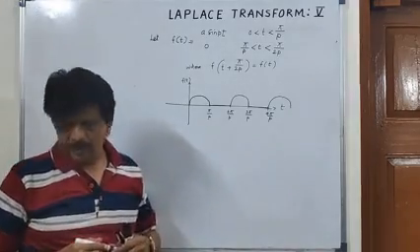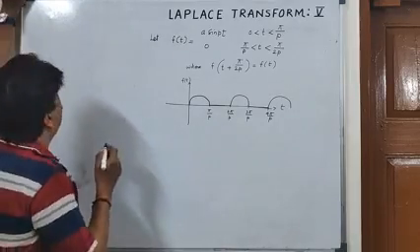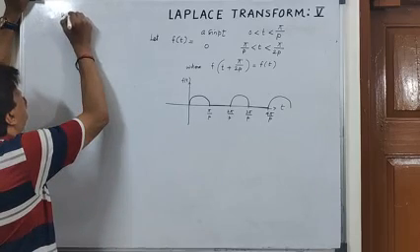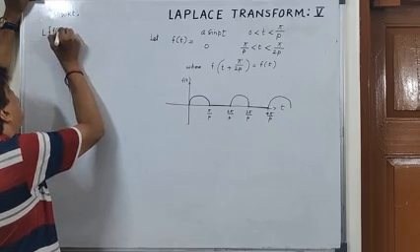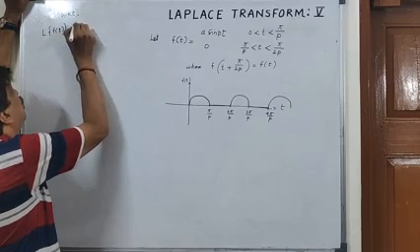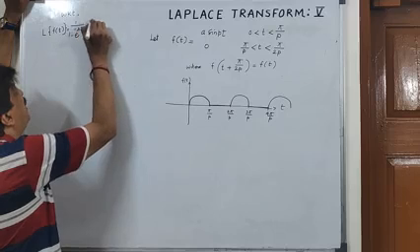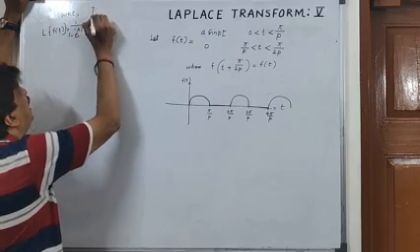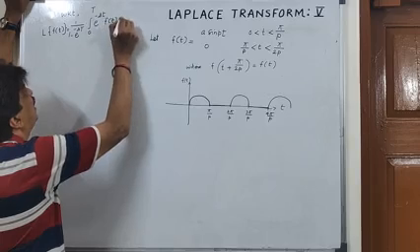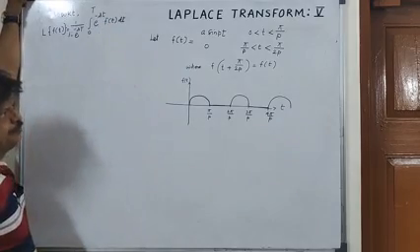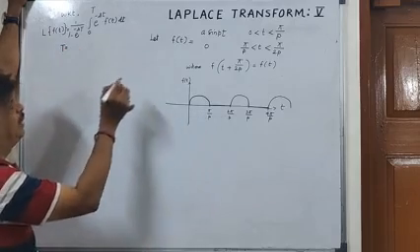So we just have to use the formula. We know that the Laplace transform of a periodic function f of t is equal to 1 upon 1 minus e raised to power minus s capital T, integral 0 to T, e raised to power minus st into f of t dt. What is the value of capital T?